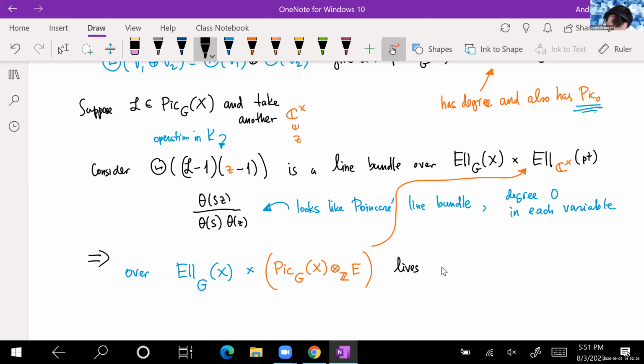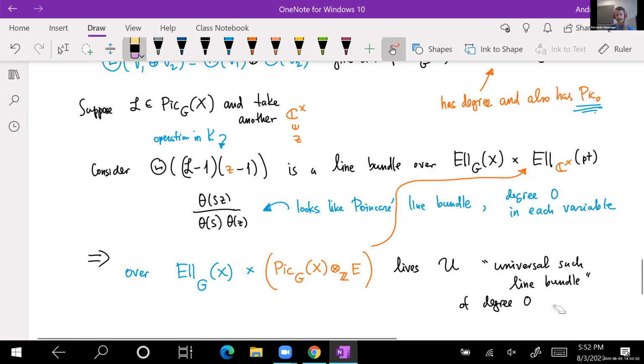Over that lives some kind of universal. Well, maybe not universal in the sense that Pic 0 of that might strictly speaking be bigger. We don't know. Lives U, which is kind of like a universal such line bundle. Of degree 0. Can you say one more time what the purpose of that auxiliary C star was?